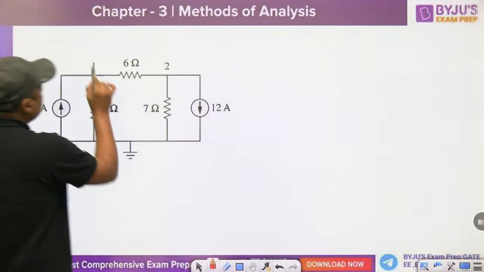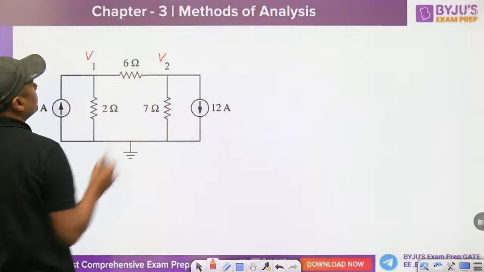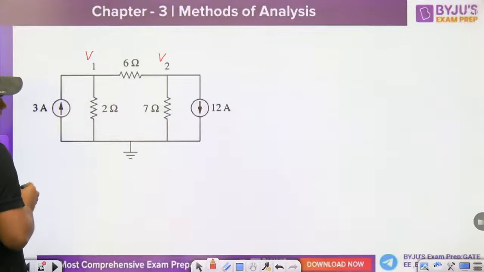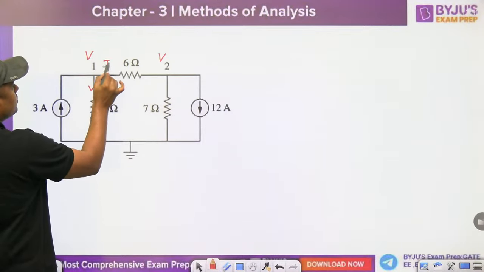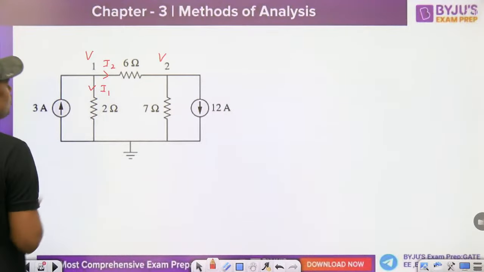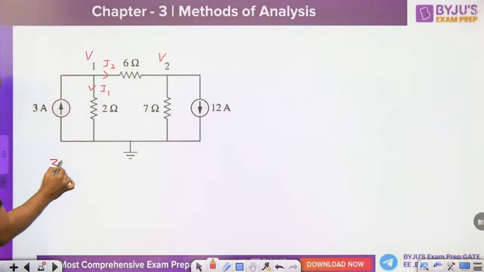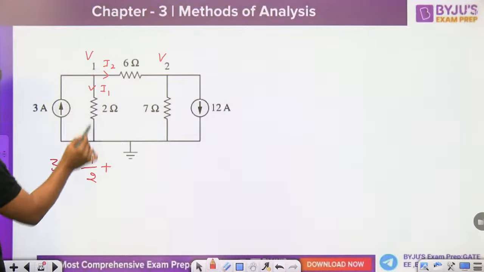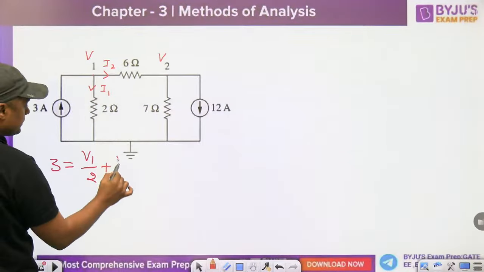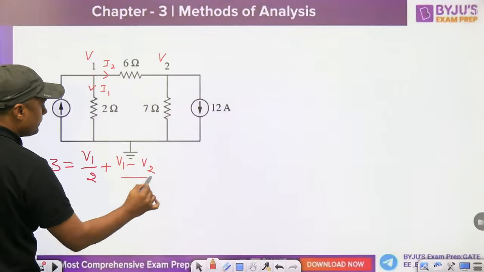Suppose it is a nodal voltage V1. It is a nodal voltage V2. And what is the incoming current? 3. Always remember, for this node we are writing just I1 and I2. For this node, focus on this node only. So what is the incoming current? 3. What are the outgoing currents? V1 minus 0 by 2. That is the practice. V1 minus 0 by 2. V1 minus V2 by 6.